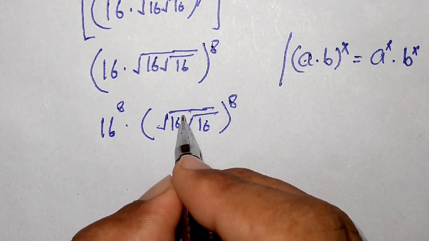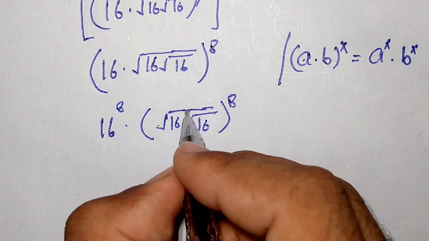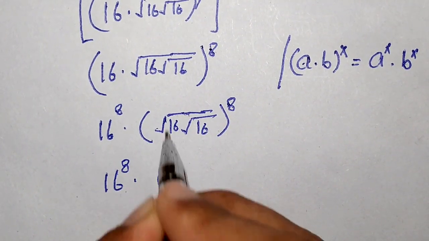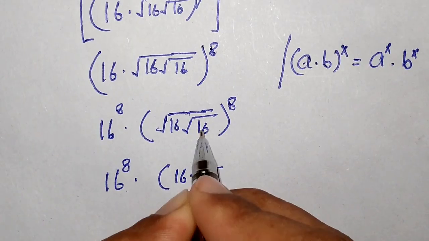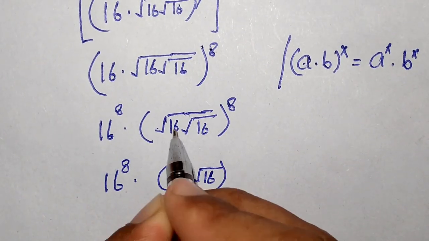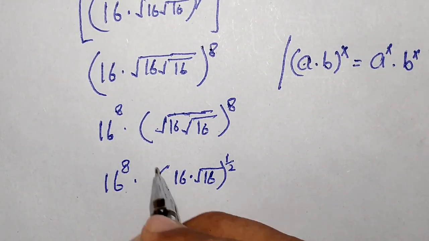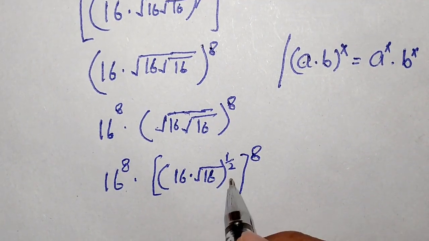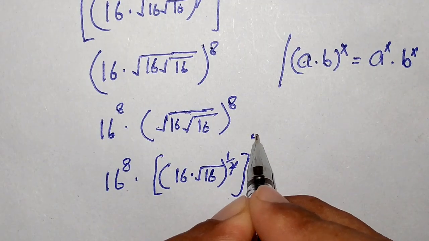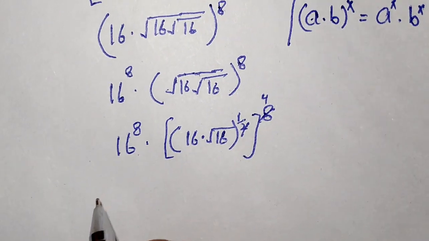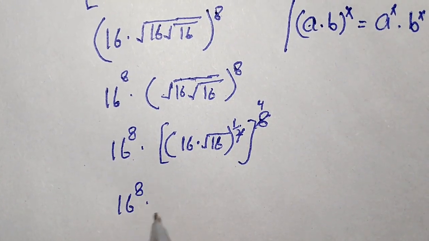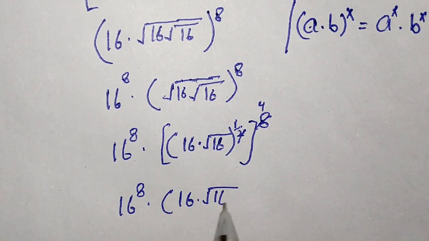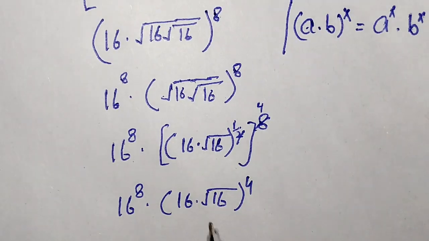Same in the next step, again we have to put 1 over 2 in place of the square root. So this will become 16 to the power of 8 times 16 times square root of this 16 to the whole power of 1 over 2, and to the whole power of this 8. Now again this 2 cancels with 8, 2 times 4 is equal to 8. So this is equal to 16 to the power of 8 times 16 times square root of 16 to the power of 4.